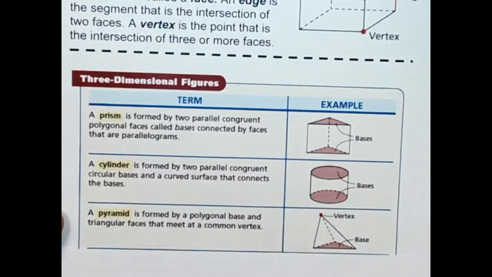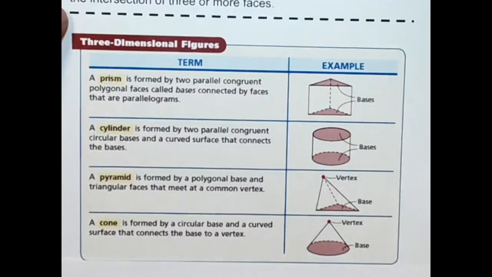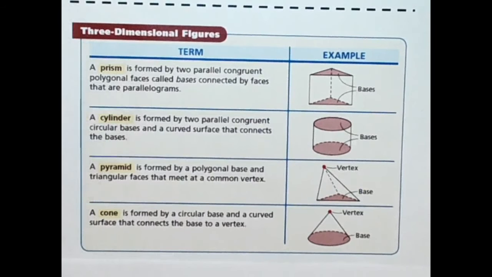Then we have a pyramid. A pyramid is a polygonal base and triangle faces that meet at a common vertex. And the last one we're going to talk about is a cone, and that's formed by a circular base and a curved surface that connects the base to a vertex. All right, next one is a cube. It's a prism with six square faces.